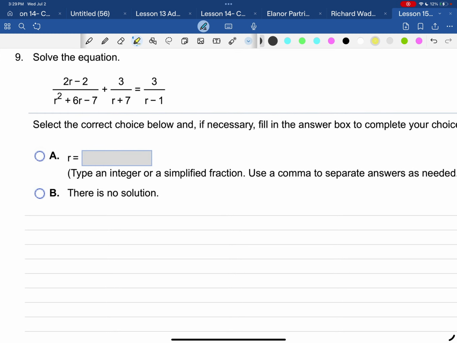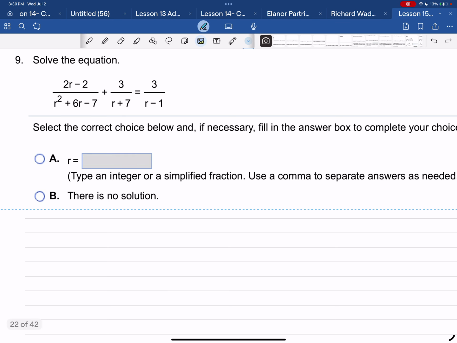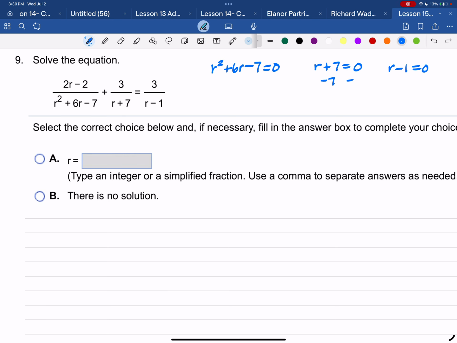Example 9. Solve the equation 2r minus 2 over r squared plus 6r minus 7 plus 3 over r plus 7 equals 3 over r minus 1. Now I'm going to start, like we've done on the other ones, by finding what r, in this case, cannot be. So the first denominator equal to 0, the second denominator equal to 0, the third denominator equal to 0. Now these second two are easier, so I'll go ahead and subtract the 7 from both sides.